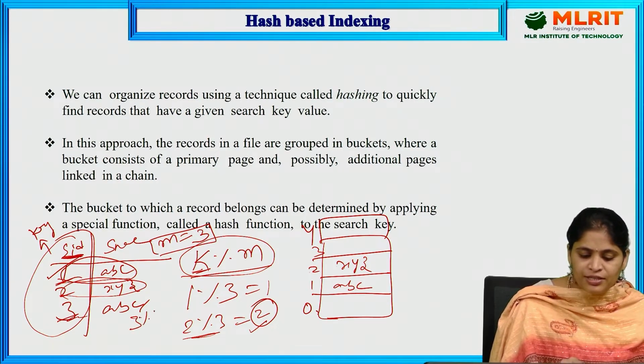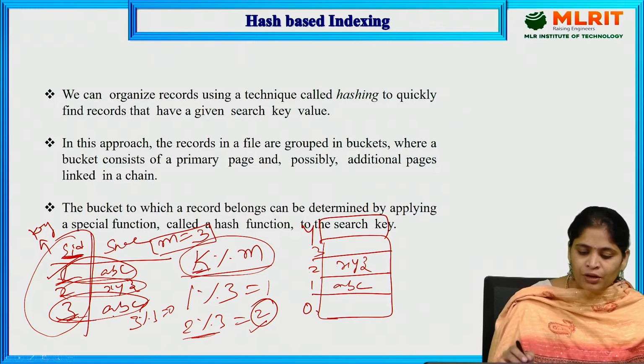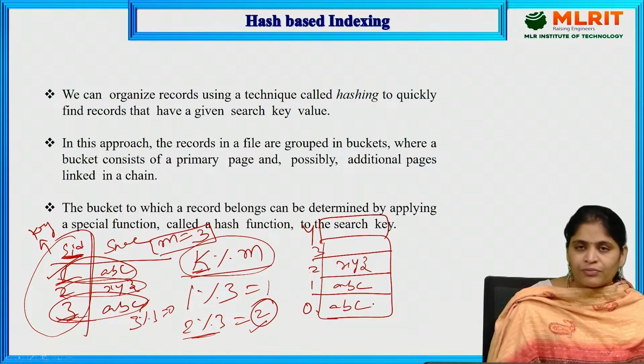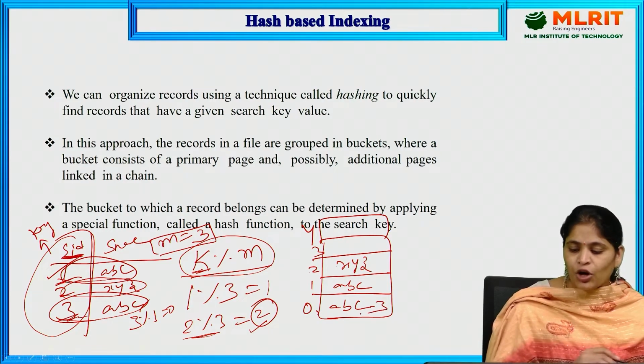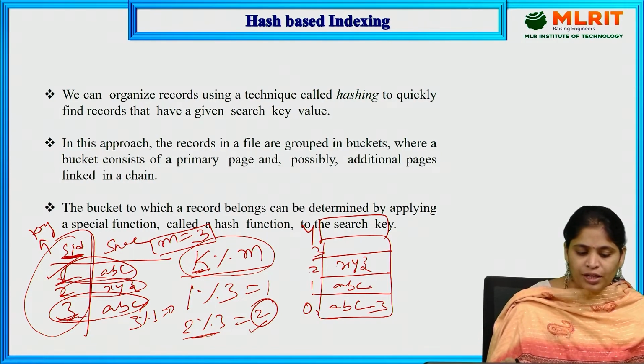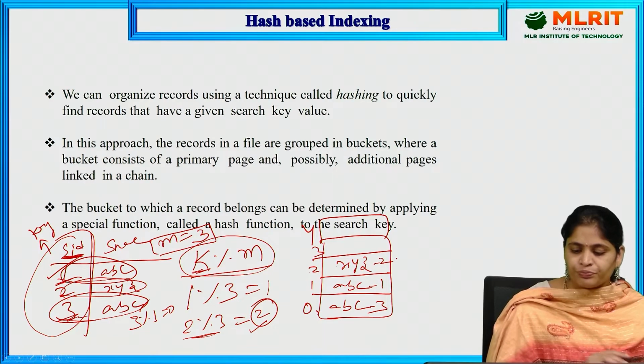3 modulus 3 is 0. Where do I have to keep this record? Here, at 0. That is ABC. This is record 3. This is record 1. This is record 2.